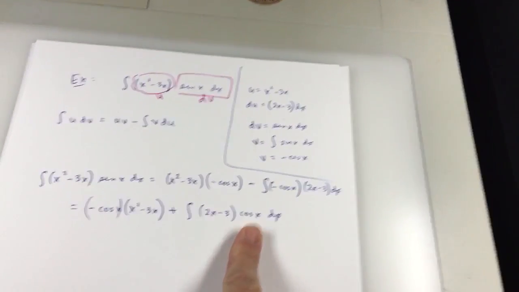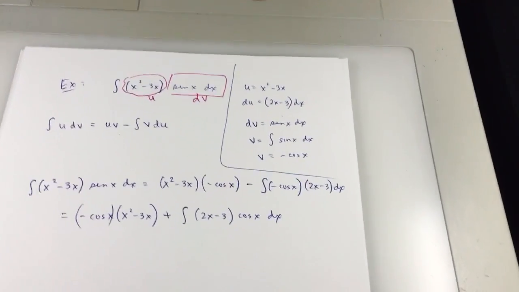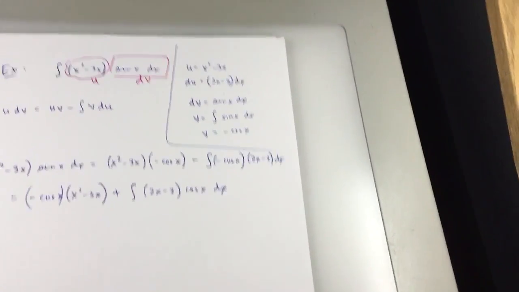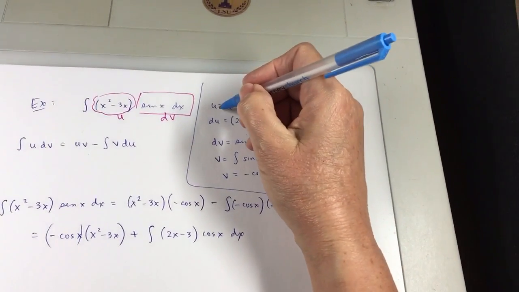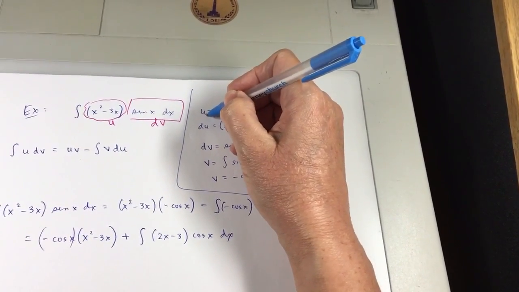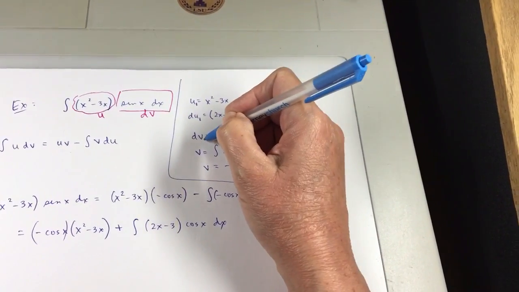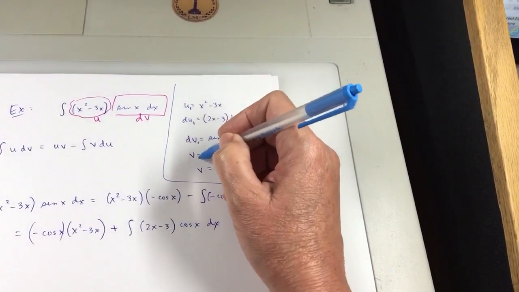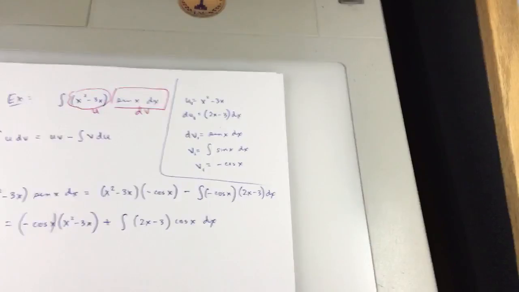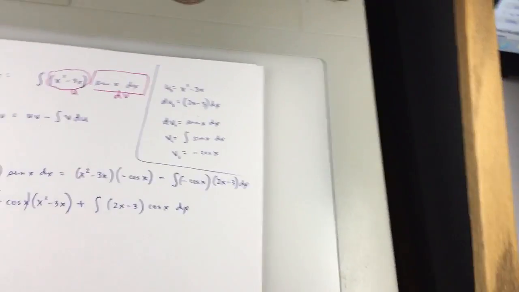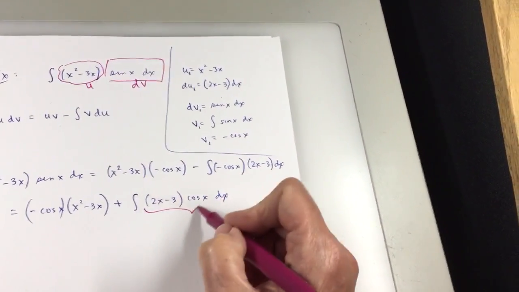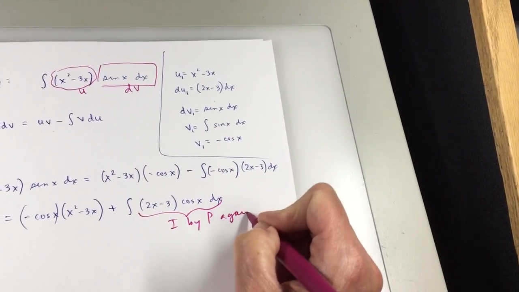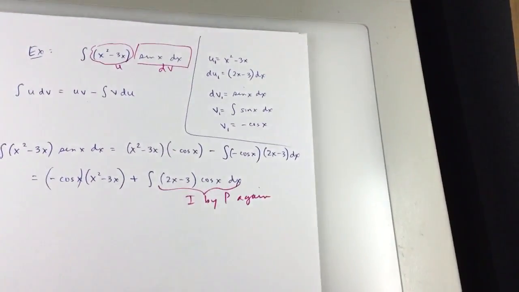Okay, now go back to what I said previously. I'm not supposed to use the same letter twice in the same problem. So what I usually do here is at this point, I'm going to call this one u number 1, du number 1, dv number 1, v number 1. So I've got to do integration by parts again.